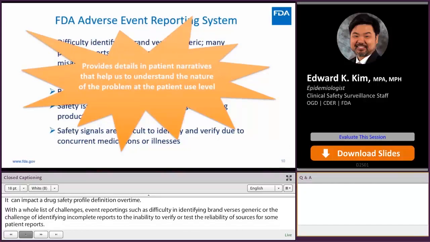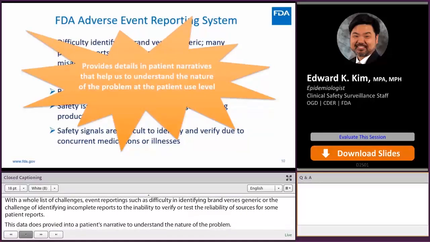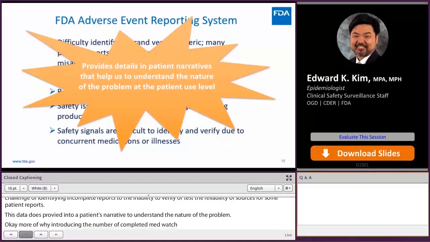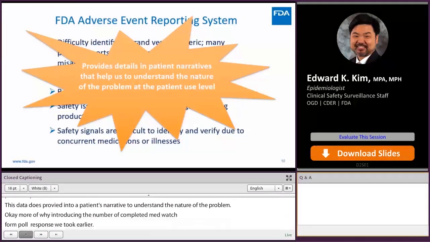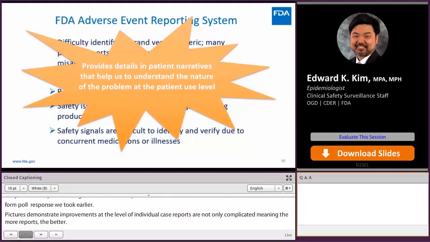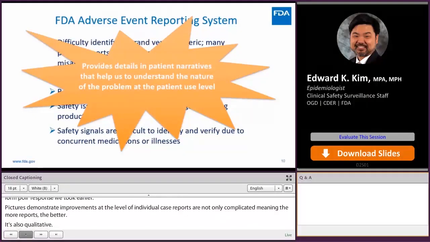Okay, so we can see more of why increasing the number of completed MedWatch forms, the poll response that we took earlier, is only part of the picture. Literature around surveillance systems demonstrates that improvement at the level of individual case reports is not only quantitative, meaning the more reports the better, it's also qualitative. Reports have to be complete, relevant, and contain necessary information. Therefore, this leads us to enhancements.